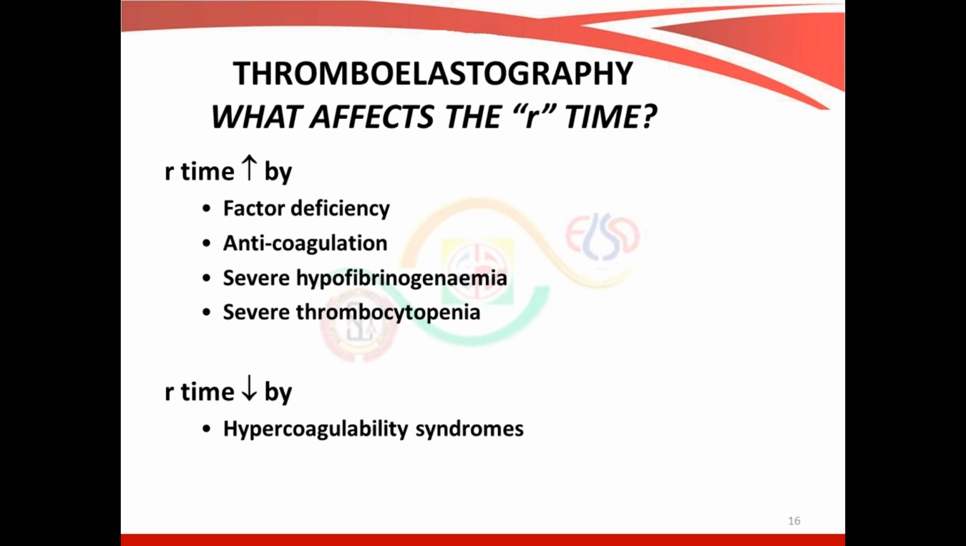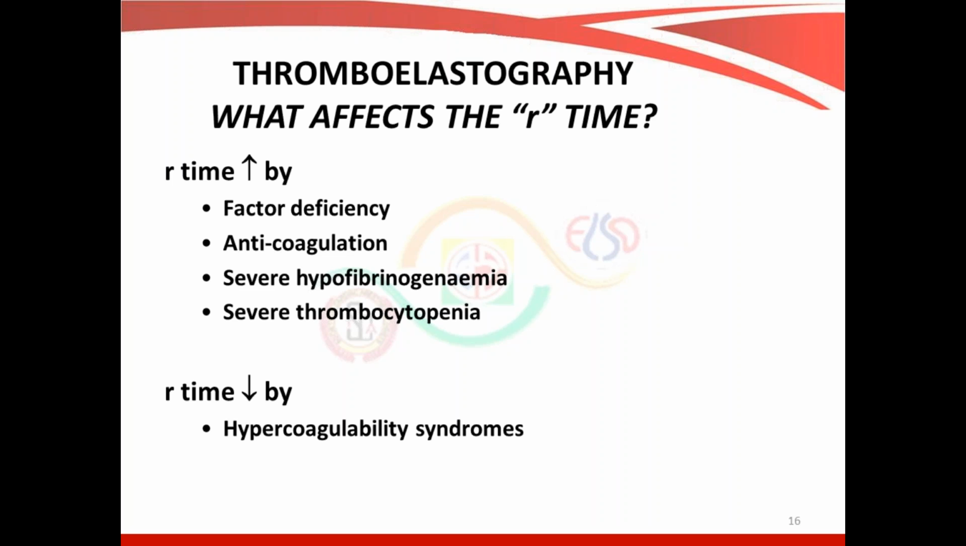Whenever you have a factor deficiency, in anticoagulated patients like those on heparin, a severe hypofibrinogenemia, which means your fibrinogen levels are low, and a severe thrombocytopenia. So it means your platelets are low. So when I say platelets are low, it means my patient needs either platelet concentrates, or a prothrombin complex.